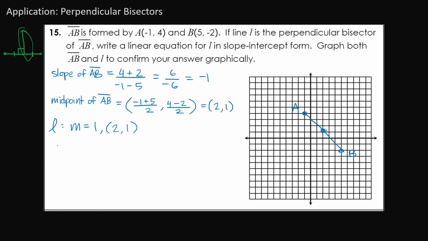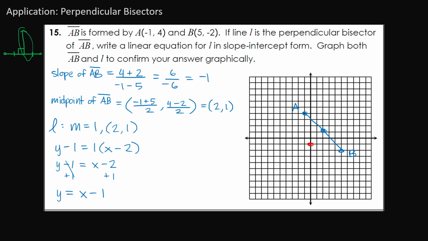So let's put this in point slope form. Y minus y1, which is positive 1, is equal to my slope of 1 times x minus x1, which is positive 2. And I distribute the positive 1. And then I'm going to add 1 to both sides of the equation to solve for y. Line L should have an equation of y equals x minus 1. And let's prove that with a graph. So the y-intercept of line L is negative 1.